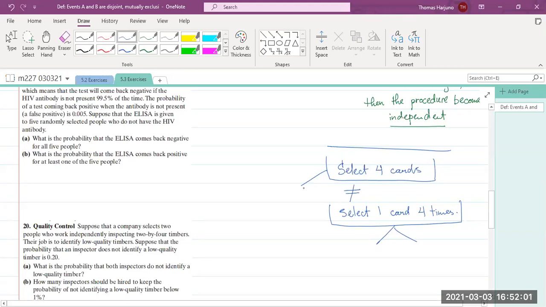So selecting 4 cards may be done by selecting 1 card 4 times, but it may also be done by just grabbing all 4 cards. Selecting 1 card 4 times means you need to do it one by one. But the probability would not be different. Now this one must be done one by one.